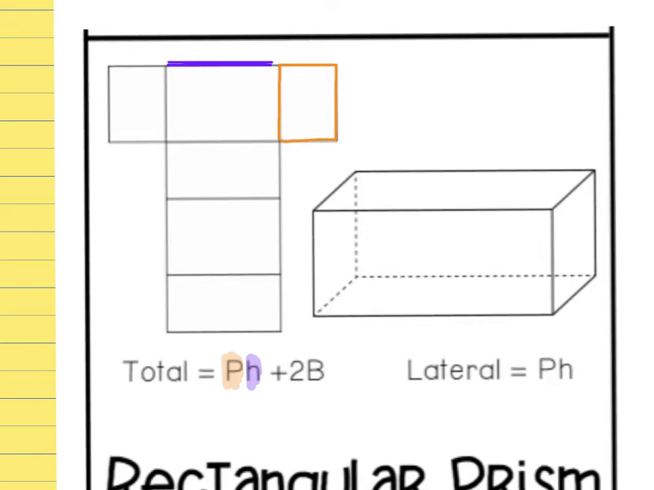Okay, and then the next part of the formula, it has 2 and capital B. Capital B meant area of the base. So then what I would want to do is shade in the base because I want all the area of it.